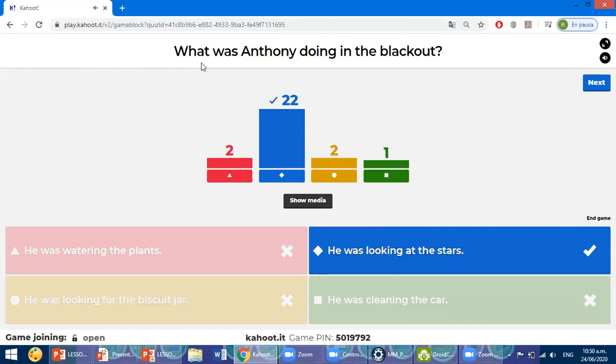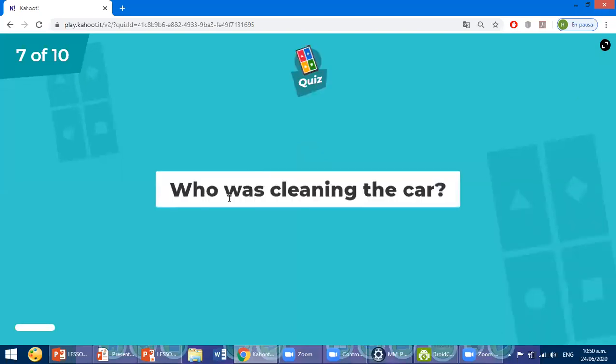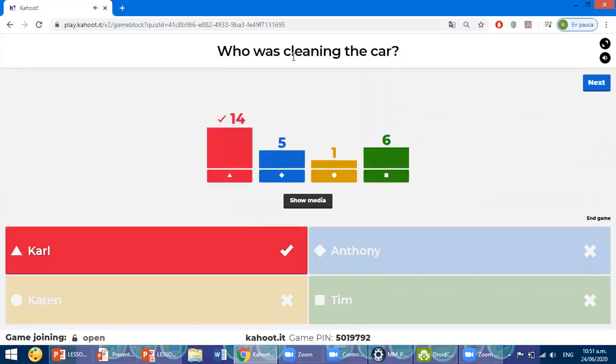The question is what? Okay, what was Anthony doing? He was looking at the stars because he was in the balcony. Thank you. Who was cleaning the car? Carl. Okay.